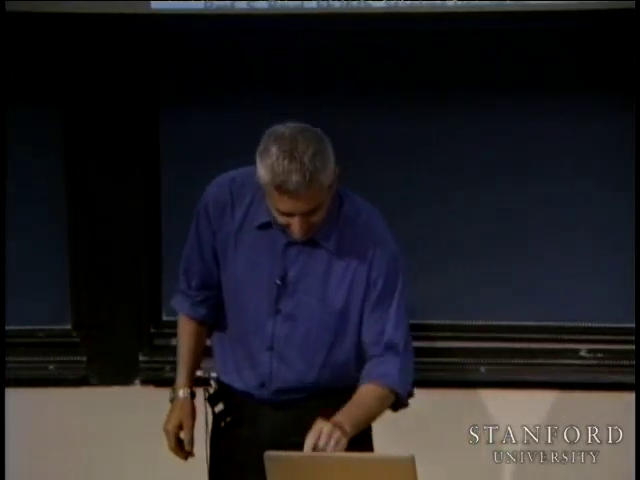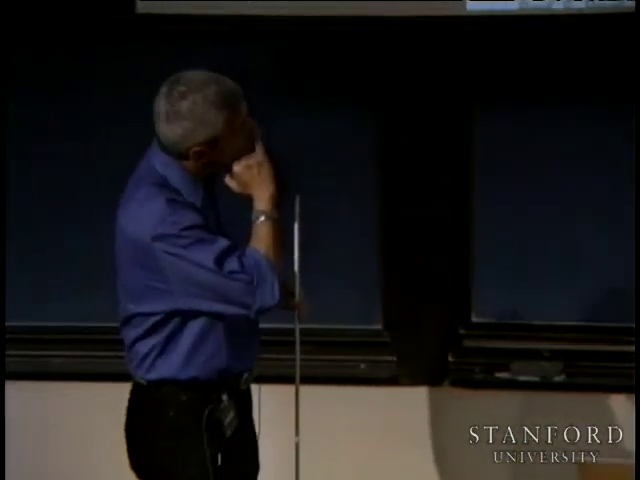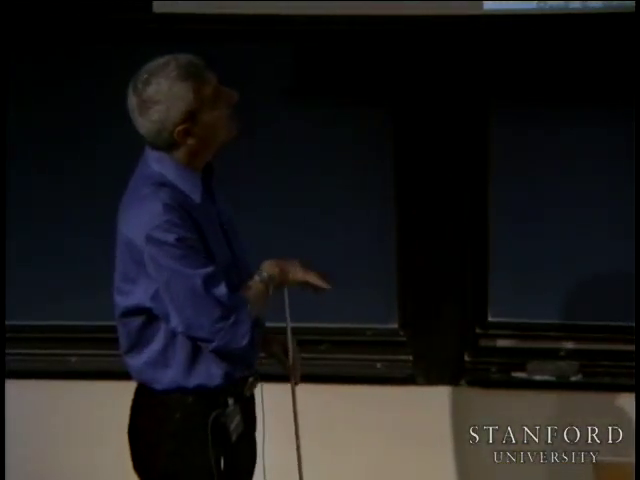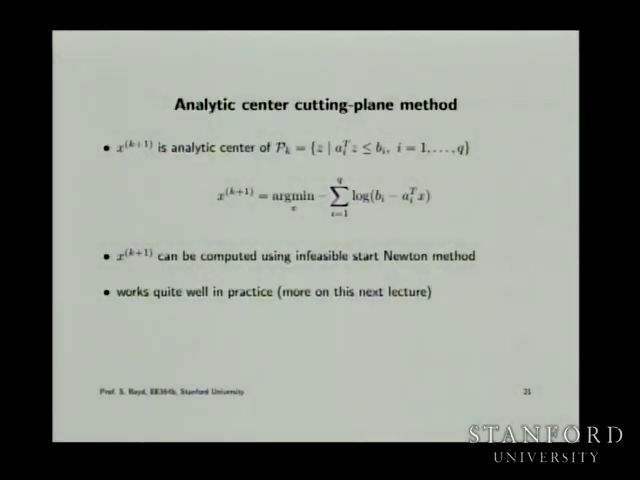Okay. All right. Now we'll look at one, and we're going to look at this one in considerable detail in the next lecture, because this one seems to have a very nice property. It actually works really well in practice, and it also has some nice theoretical properties. Okay, so in this case, you take x_{k+1} to be the analytic center of P_k.